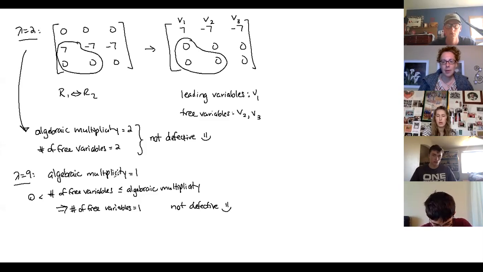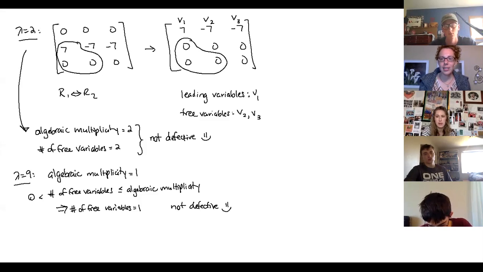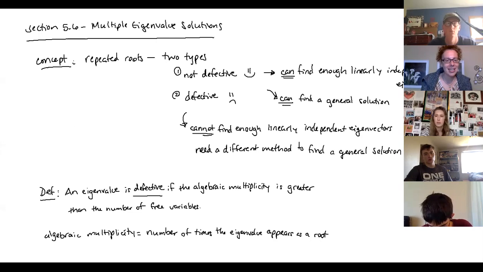Abby, question. If the algebraic multiplicity and the number of free variables equal each other, then it's not defective? Correct. Is that what I said on the previous slide, or did I say it backwards? Let's see, 2 slides back. Defective if the algebraic multiplicity is greater than the number of free variables. So the opposite to that would be if they equal each other, then not defective. Okay, thanks. Good.